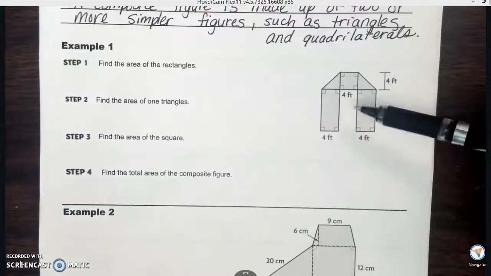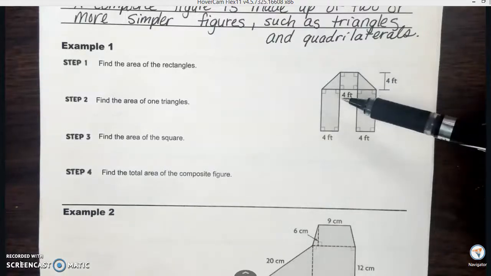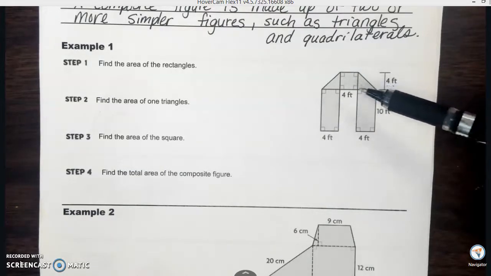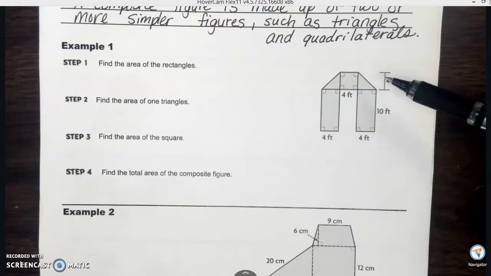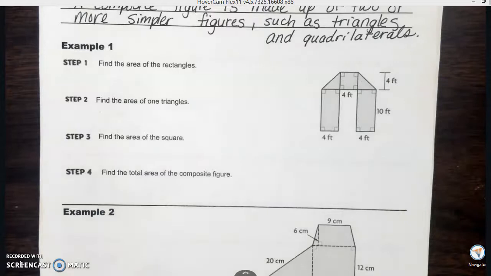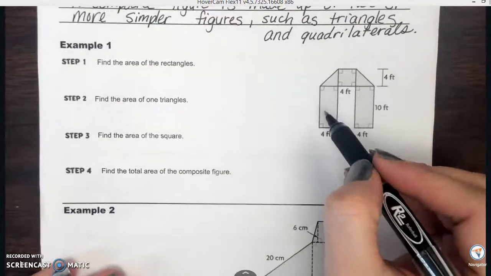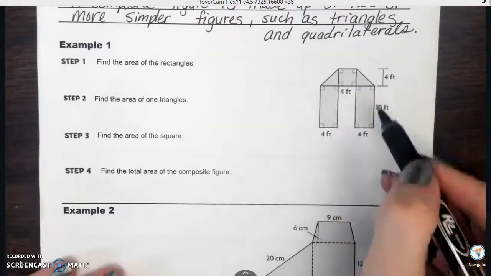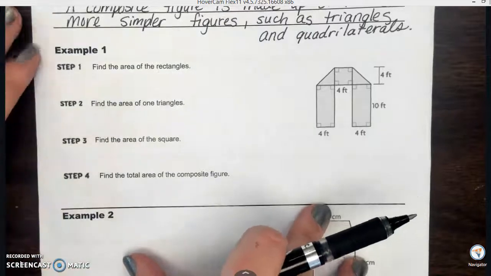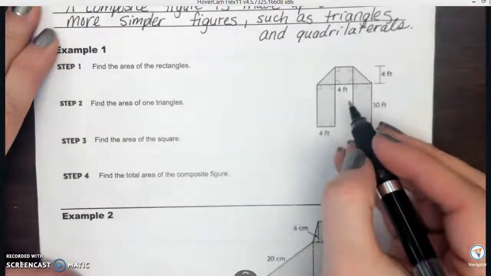So this is our composite figure here. It's composed of rectangles, triangles, and here we have a square. And I know it's a square because it shows me right here that the base is 4, and this over here is showing me that the height would also be 4, so that makes it a square. So to solve this problem, we're going to find the area of each of these simpler shapes that's inside the composite figure. So we're going to start with the rectangles.